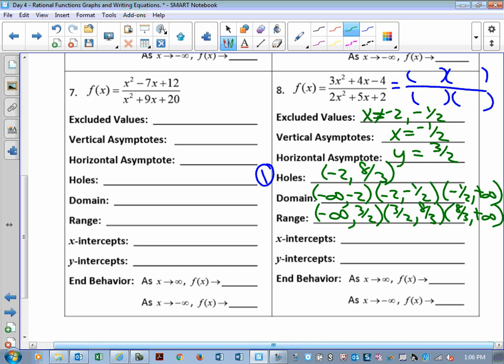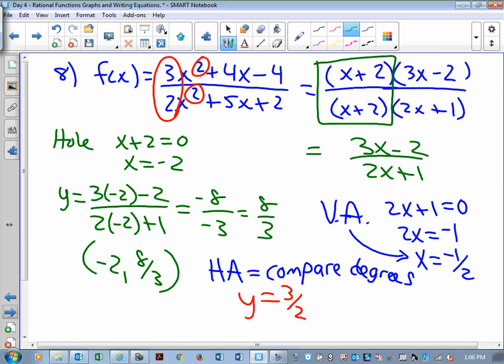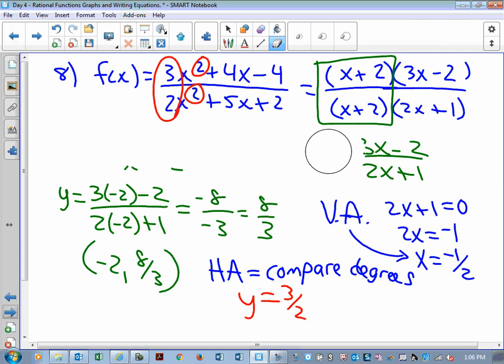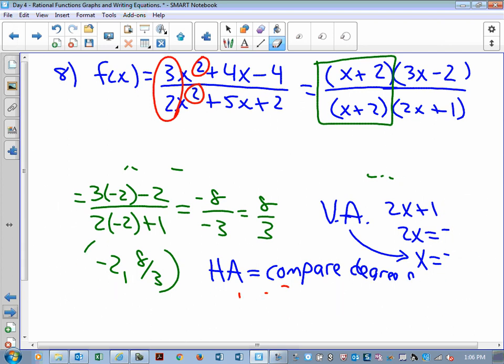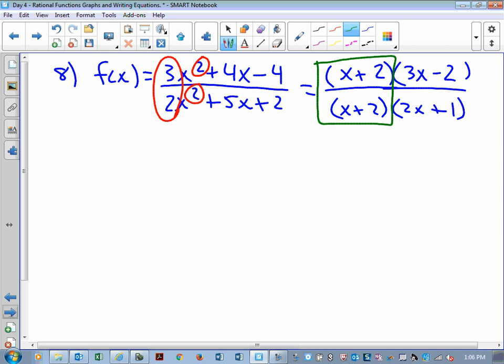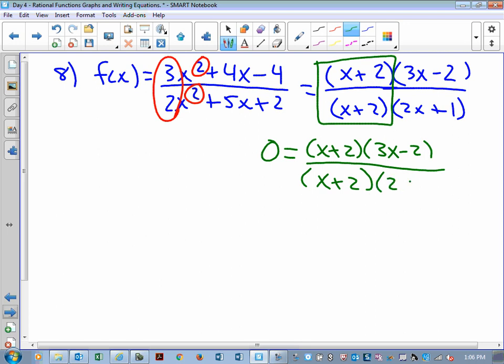Now, x-intercepts. What do we know about every point on the x-axis? The y value is 0. Okay, I'm going to get rid of all of this so I have a little bit of room here. I already did my factoring, I don't need it again. So if I take my y and make it 0, we have (x plus 2)(3x minus 2) over (x plus 2)(2x plus 1).